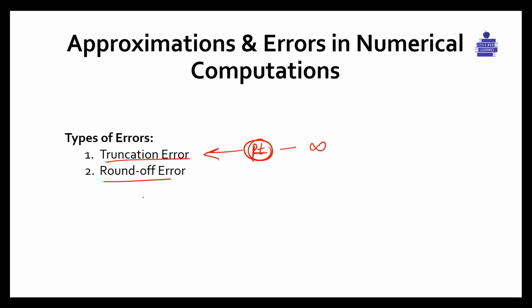Next one is round off error. Due to the finite precision of computer arithmetic, we observe a round off error. Suppose a term is rounded off to unnecessary terms, that will cause the round off error.